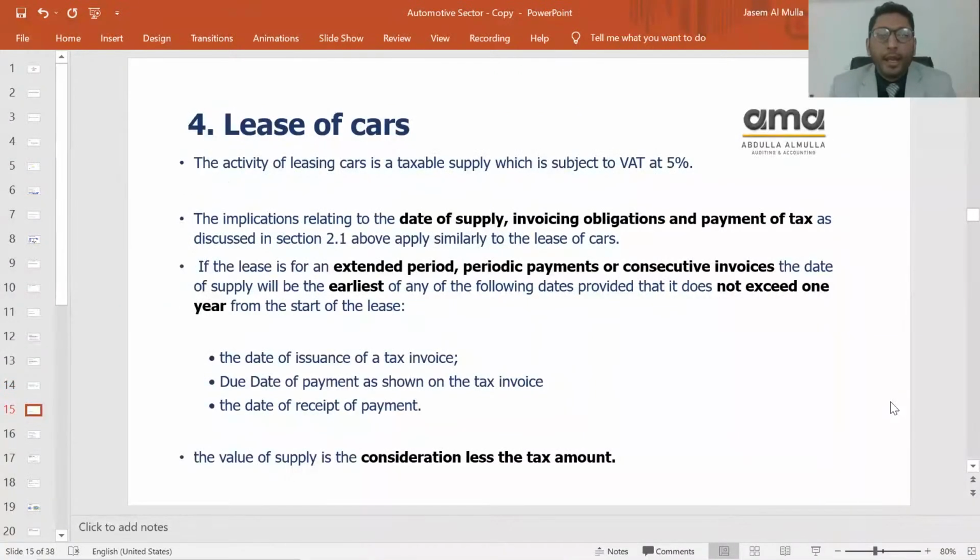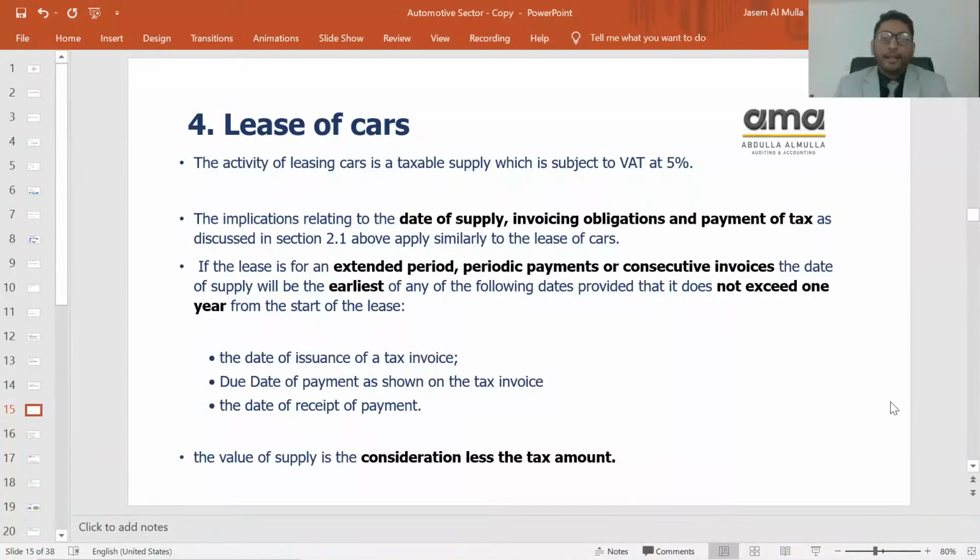The next one is the lease of a car. The activity of leasing a car is a taxable activity here in the UAE and is subject to 5%. The other implications related to the date of supply, invoicing obligation, and payment of tax will be the same as we discussed earlier in section 2.1. But if the lease is for an extended period, with periodic payments or consecutive invoices, what would be the date of supply in this case?